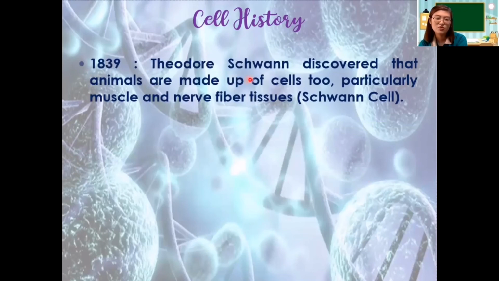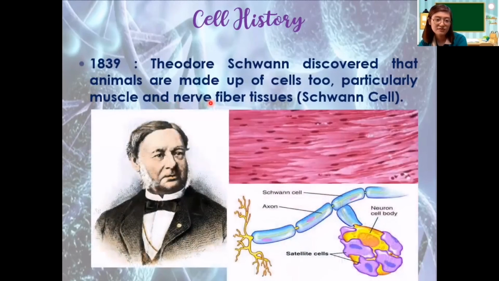In 1839, Theodore Schwann discovered that animals are made up of cells too, particularly muscle and nerve fiber tissues, and he coined the term from his name, Schwann cell. The Schwann cell is this one, covering a part of your neuron. This pink is actually a stained, prepared slide, which can be viewed under the microscope. This one is a muscle fiber tissue with the nucleus. So these are actually cells of an animal.